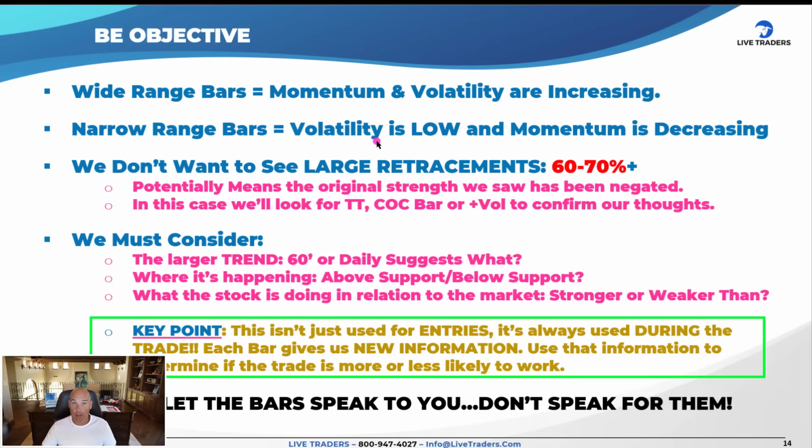So we want to see volatility. Not crazy, wild, whippy FOMC volatility, but we want to see volatility. You need it to get price movement, okay? We don't want to see large retracements, 60, 70%.